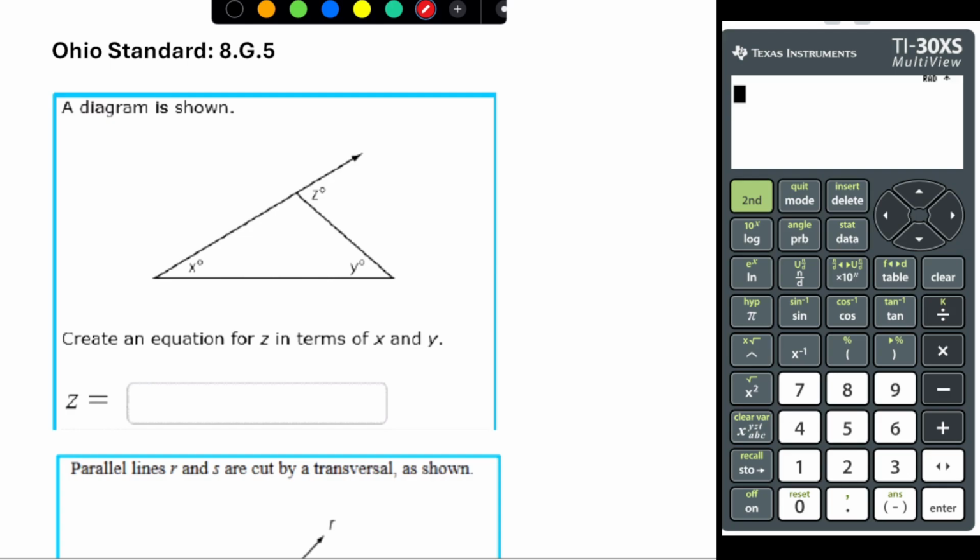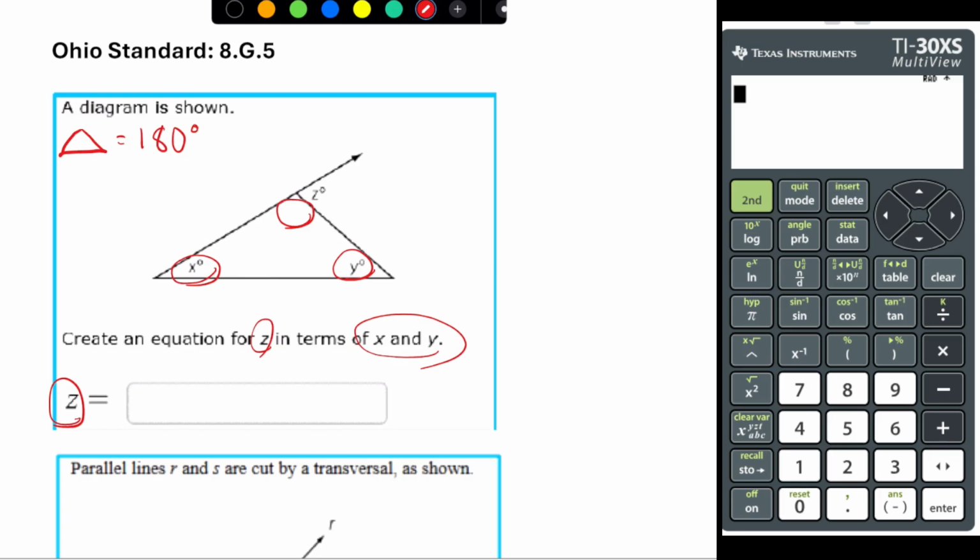Question 1, a diagram is shown. Create an equation for z in terms of x and y. So that means that z is what we're going to be solving for, and that means that x and y should be somewhere in your equation. So let's talk about what we know. We know that a triangle has a total sum of 180 degrees. That means that x plus y plus whatever this angle is all adds up to 180.